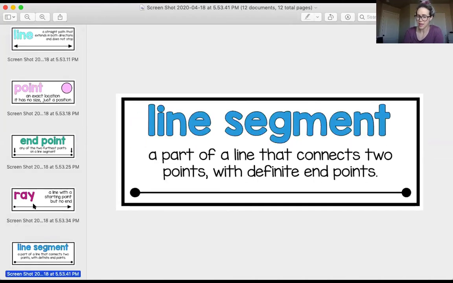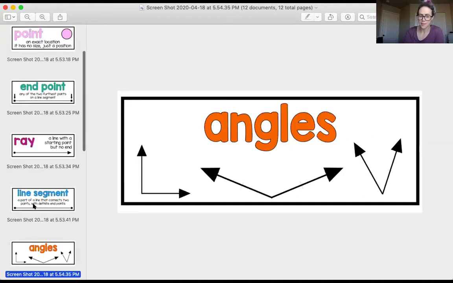A line segment is part of a line that connects two points with definite endpoints. So a line segment is a line, but it doesn't have the arrows. It actually has an endpoint on both ends, okay? And today we're going to be learning about angles. So let's hop on over to angles. Here we go, lesson 2.